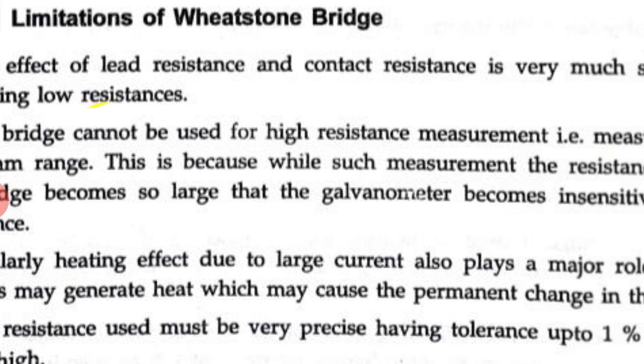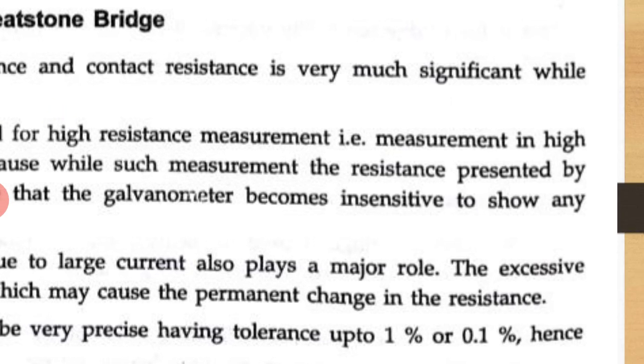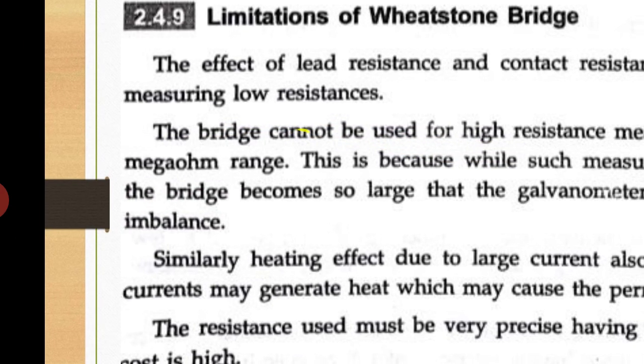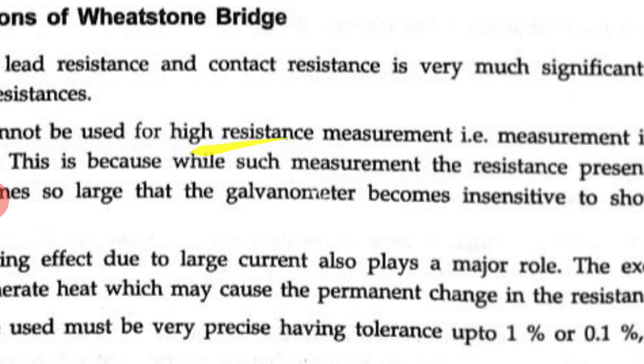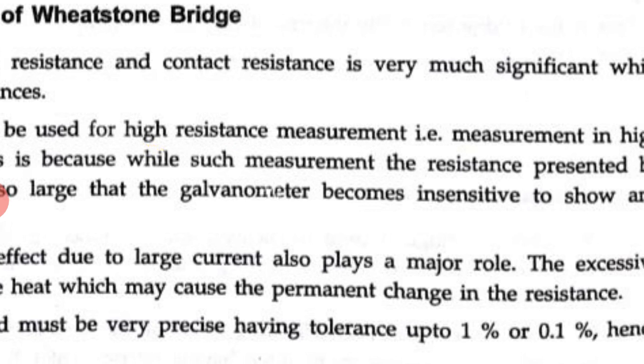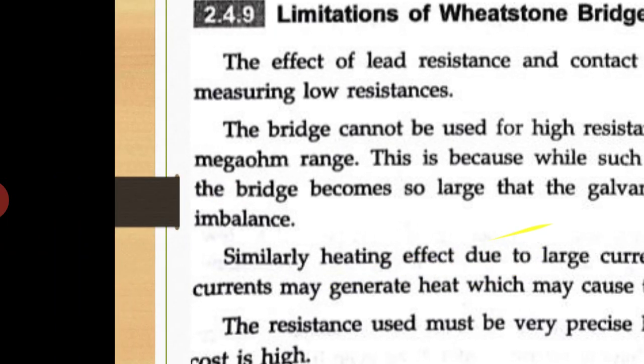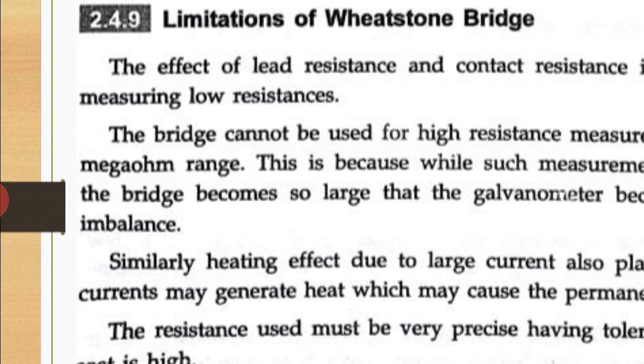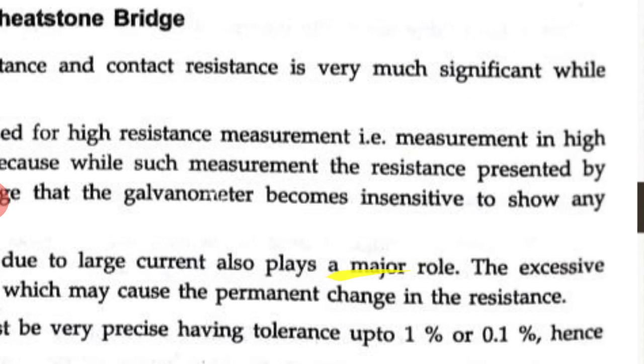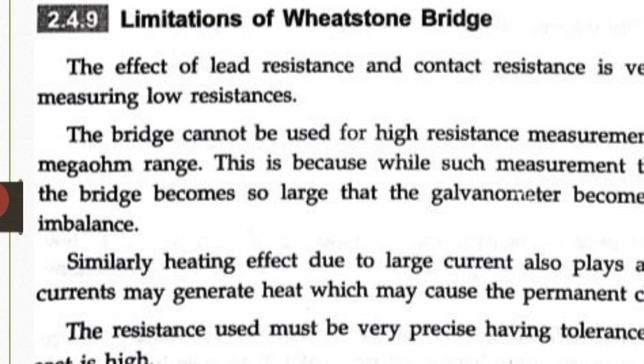This is because, in such measurement, the resistance presented by the bridge becomes so large that the galvanometer becomes insensitive. If you are measuring a very high resistance, the galvanometer becomes insensitive to show any imbalance. Only if there is an imbalance will current flow, so very high resistance cannot be measured using this Wheatstone bridge.